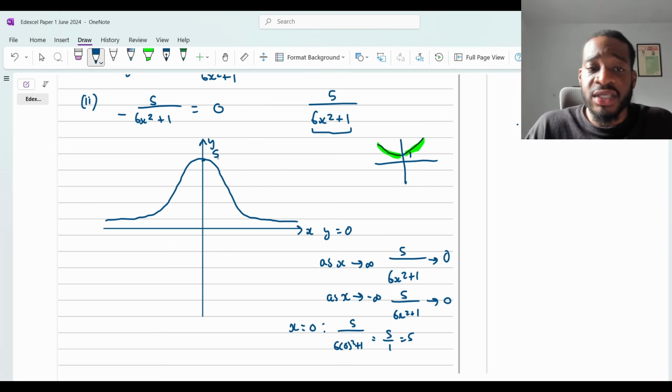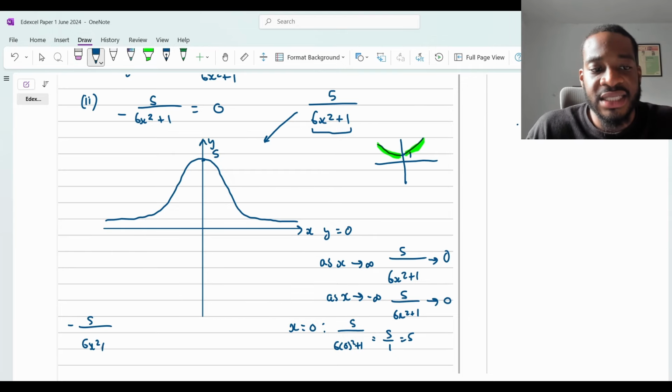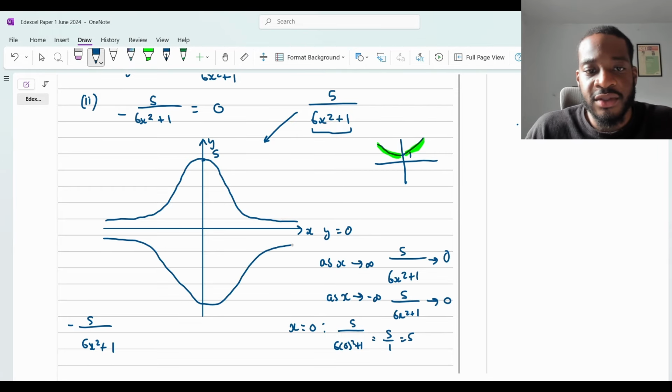Now, this is what the graph looks like. This is not the graph we want though, because we forgot the minus, didn't we? So now that I know this graph, when I have the minus, what does that do to the graph? It just reflects it in the x-axis, doesn't it? So the graph that we want, g of f of x, is actually like this. Like that. And now that minimum value is going to be negative 5. So we've sketched the graph.